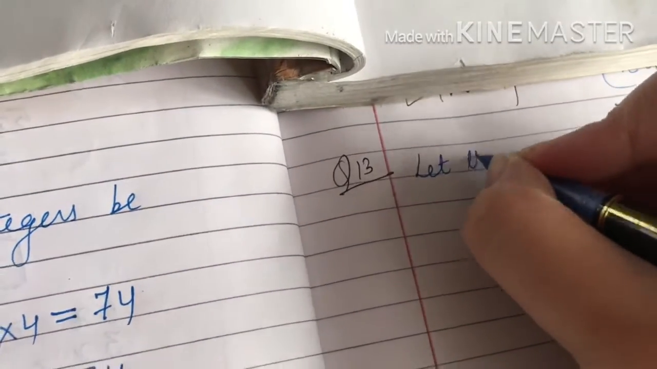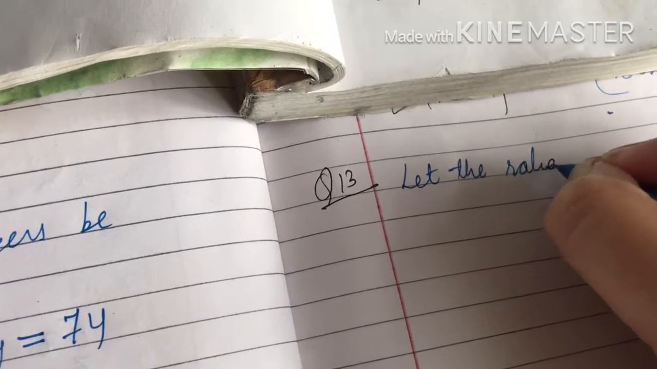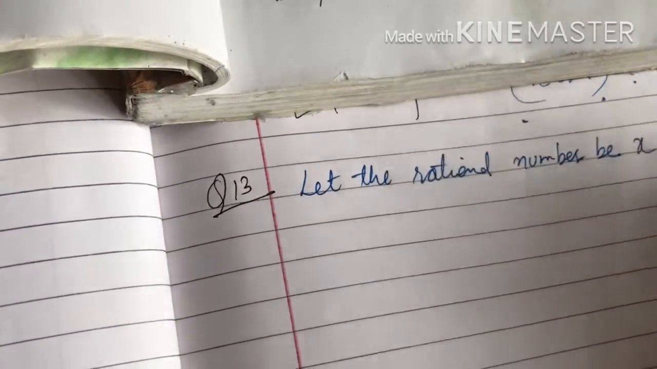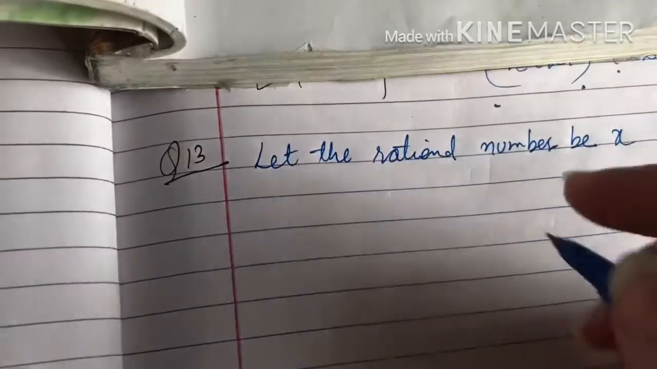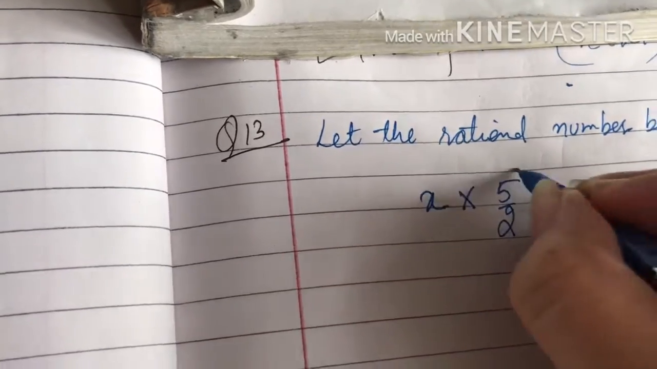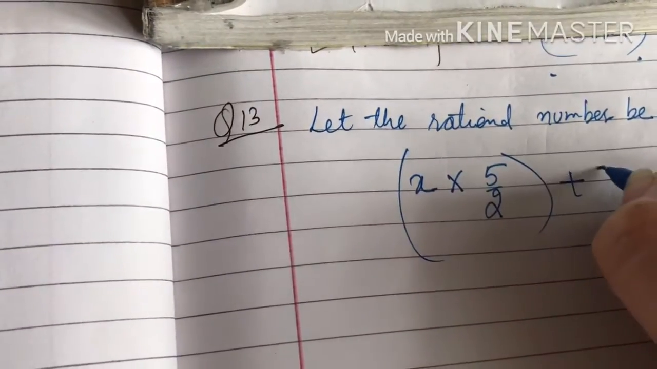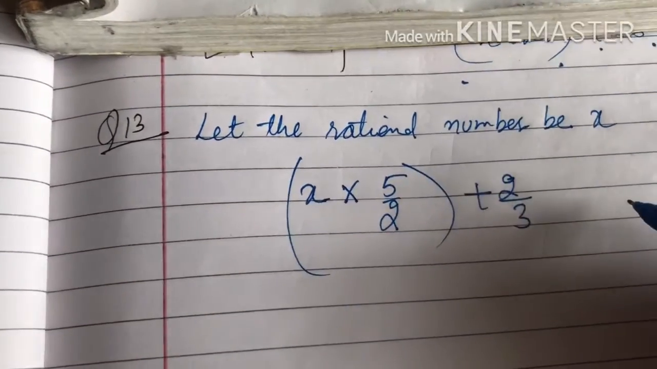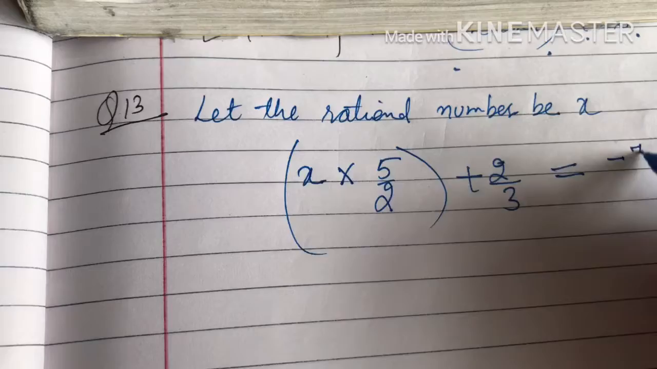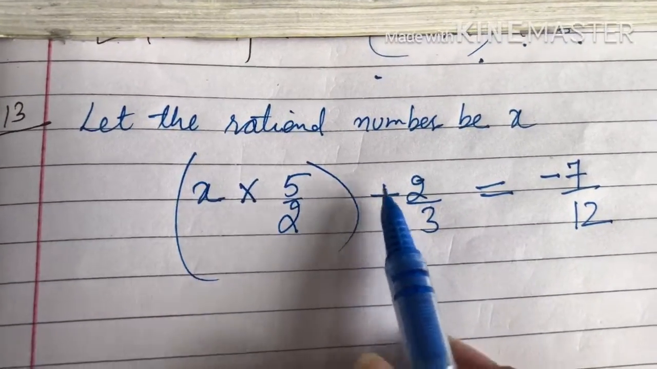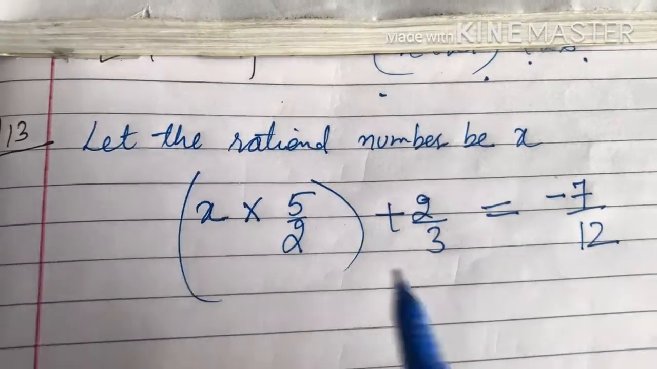So let's take a rational number. Let the rational number be x. Now if you multiply this rational number by 5 by 2 and then you add 2 by 3 to this product, you will get minus 7 upon 12. Okay, now this 2 by 3 is in addition, it will go in subtraction there.